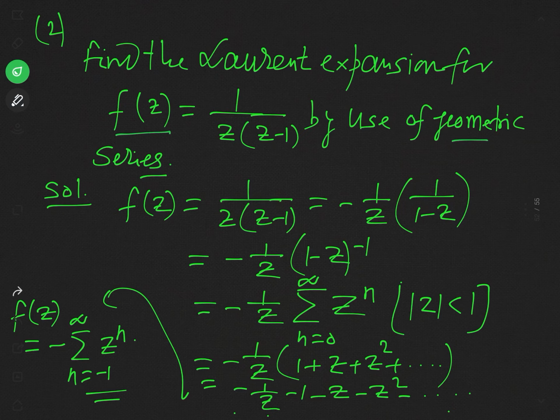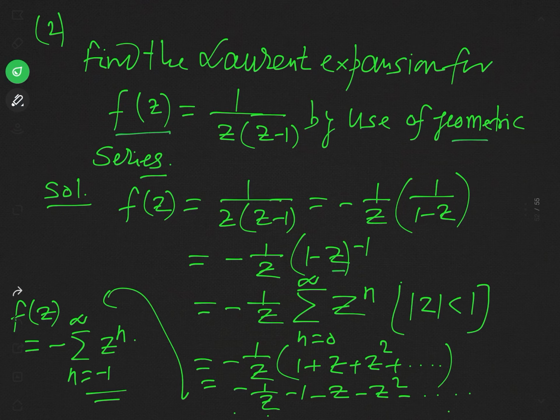So let us see, f of z is 1 over z into z minus 1, and if we take minus 1 common here, the factor will be minus 1 over z into 1 over 1 minus z. Now if we take this 1 minus z from the denominator, that will be simply 1 minus z to the power minus 1, and you can write this series as summation n equal to 0 to infinity z to the power n, and here actually modulus of z is less than 1.